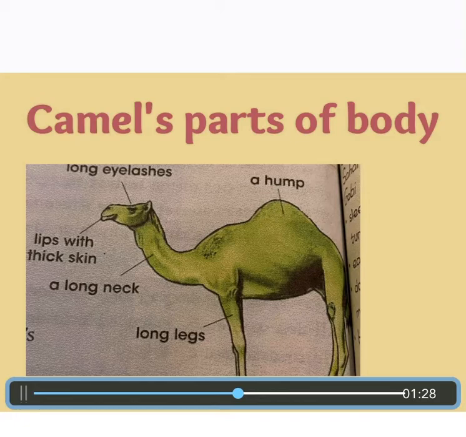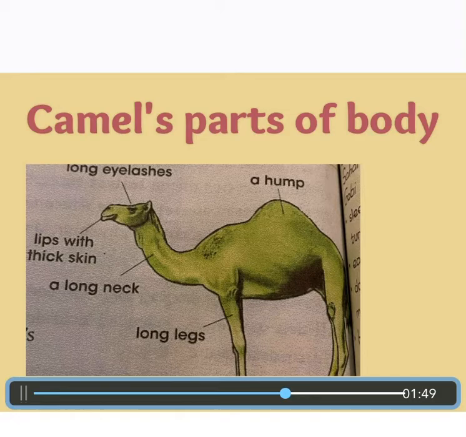So what is a hump, my dear kids? A hump is the largest part, the highest part of his body, around his back. This part of his back is called a hump.